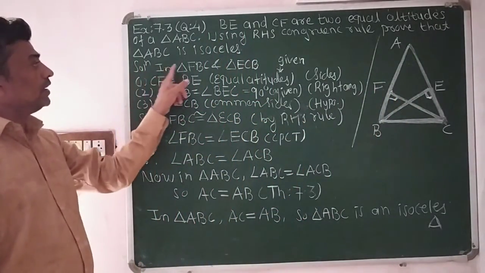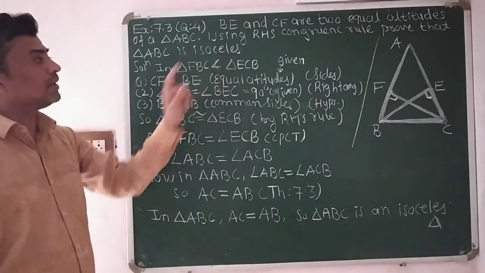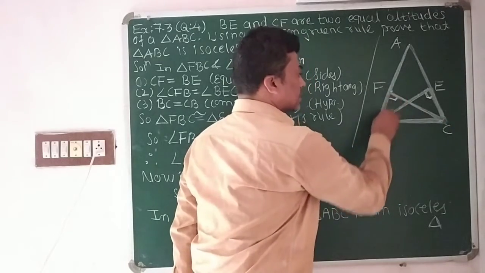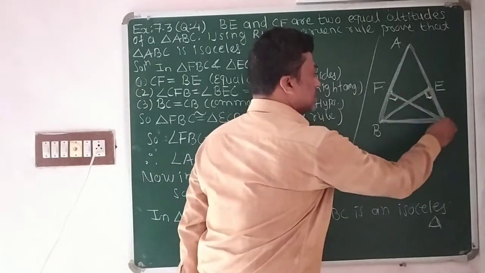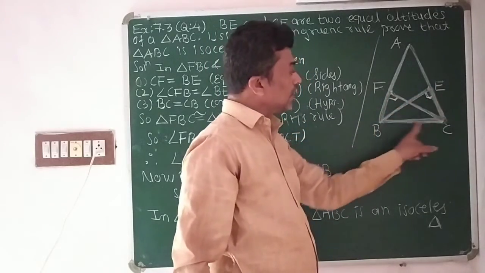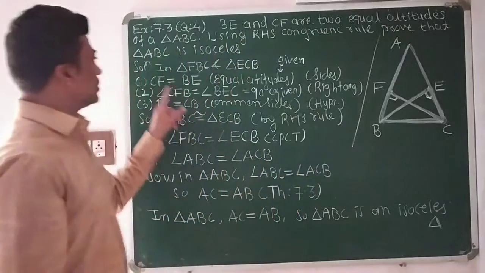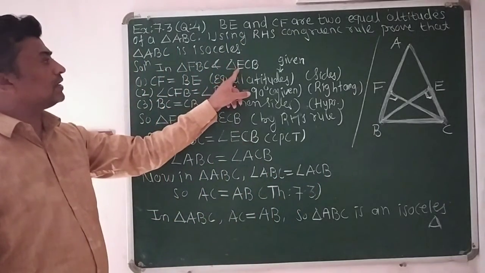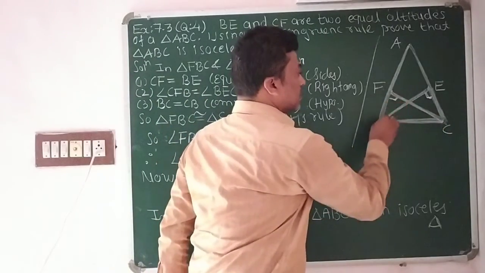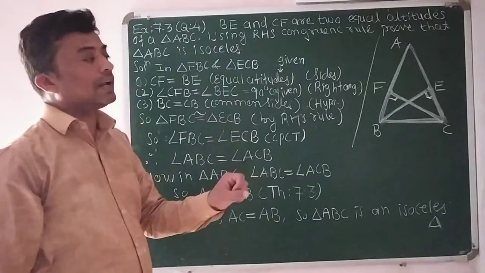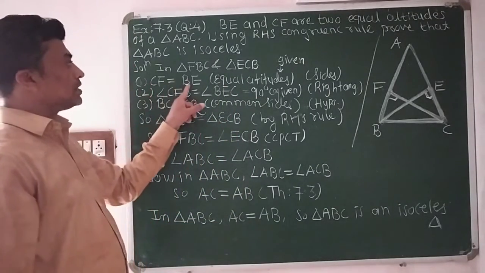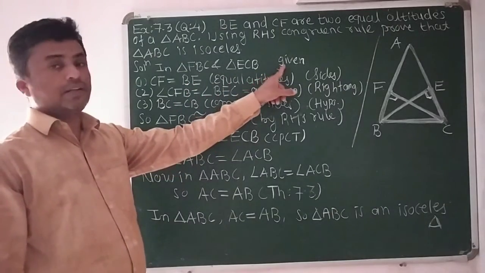Now solution. In triangle FBC and triangle ECB. So see children, this is triangle FBC and this is triangle ECB. In triangle FBC and triangle ECB, first, CF is equal to BE. Both are equal altitudes of triangle ABC and it is given in the question. CF is equal to BE, equal altitudes, and it is given.